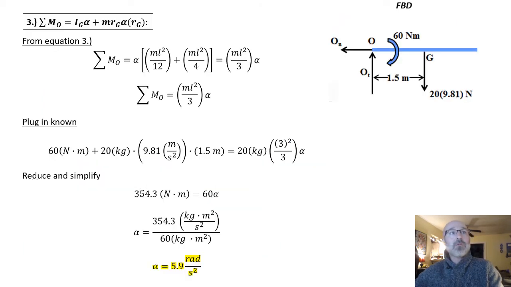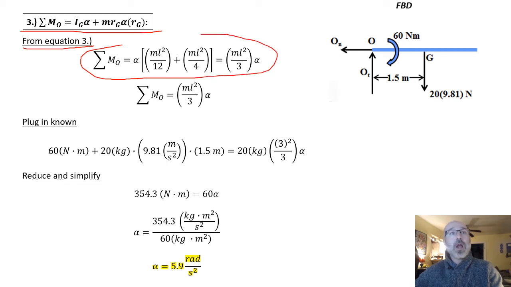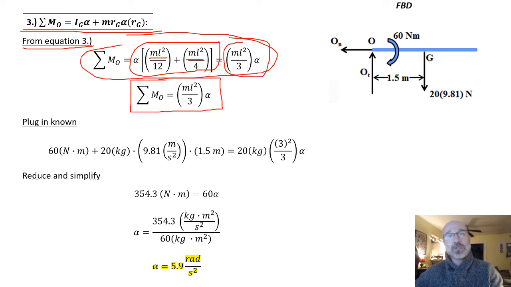Now if we continue on with our summation of moments, from equation 3 right here we found this solution. The summation of moments about O is equal to alpha times ML squared over 12 plus ML squared over 4, which we found we could reduce down to ML squared over 3 times our alpha. So now we have this relationship that the summation of moments about O is equal to ML squared over 3 times our alpha term.